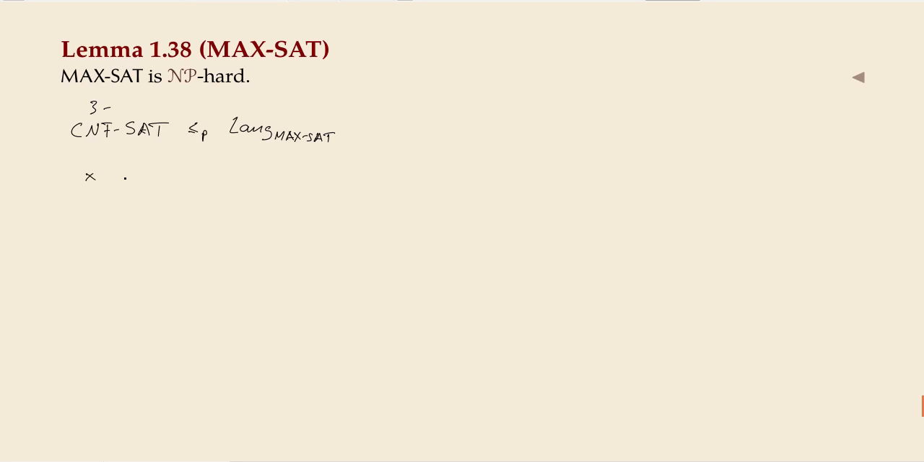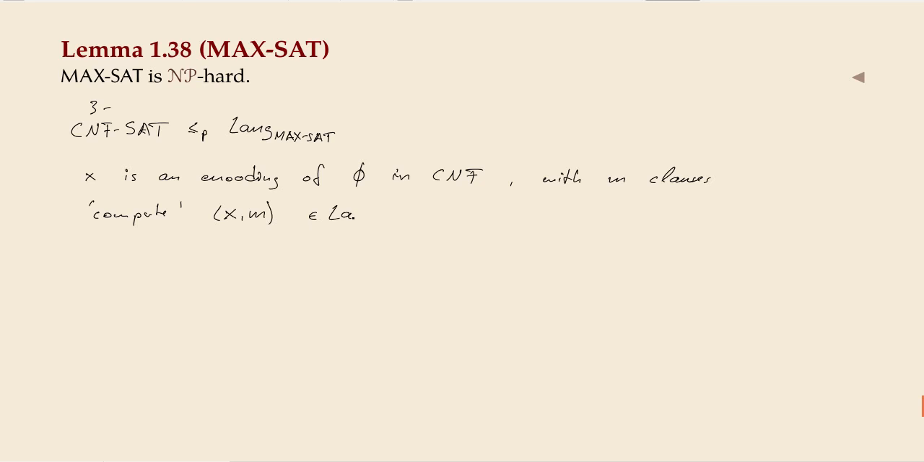So if x is an encoding of a formula phi in conjunctive normal form, and say it has m clauses, you can guess how we set the threshold now. Let me say "compute" in quotation marks. You compute this tuple and check whether it is in the language MAX-SAT.